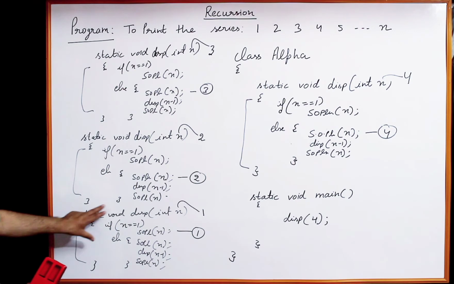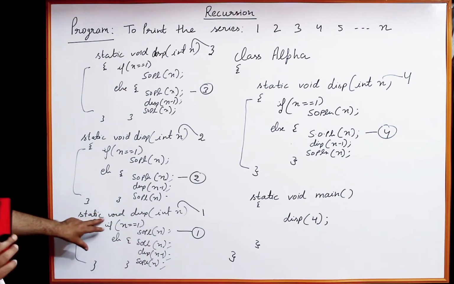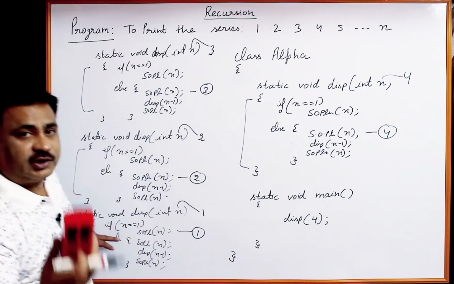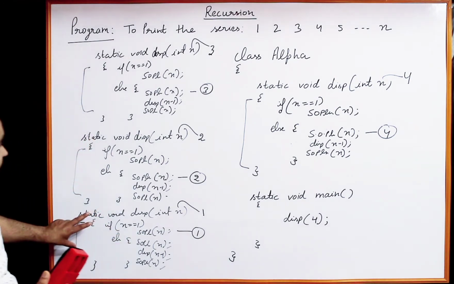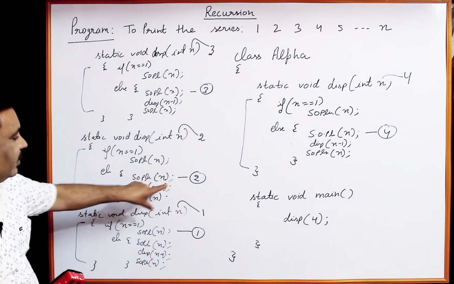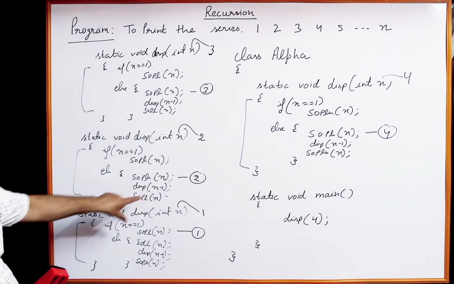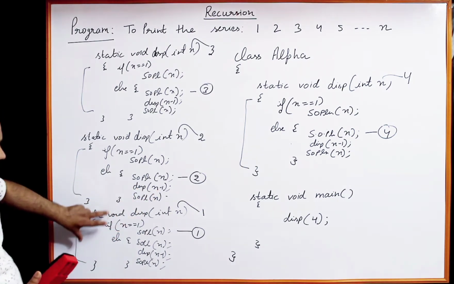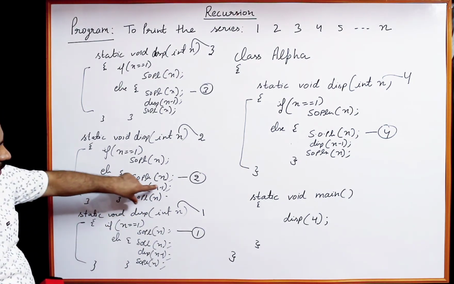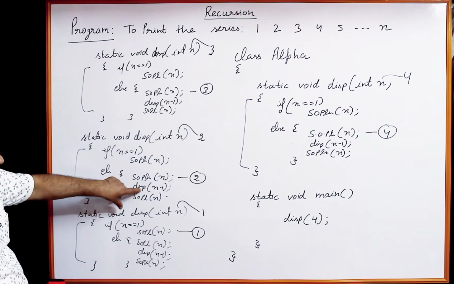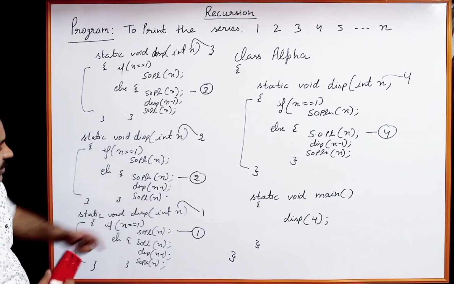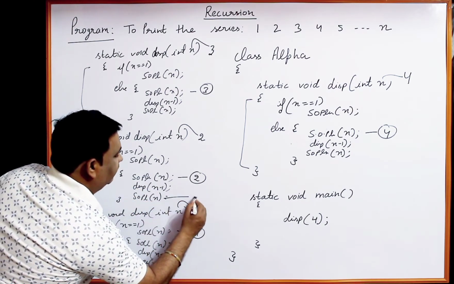So after completion of this function, control will go back to the last function call, second last function call, and second last function call was this. From here this function was called. So after completion of this function, control will come back to this statement, and after this statement will execute, it will print the same value 2.